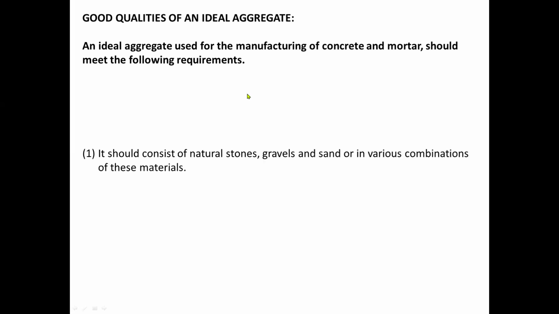Now we have the good qualities of an ideal aggregate. So, paano ba natin masasabing ideal aggregate ang isang aggregate? Kailangan taglay niya ang magagandang kalidad na maaari nating gamitin sa ating construction projects. An ideal aggregate used for the manufacturing of concrete and mortar should meet the following requirements. At naririto ngayon ang ating mga requirements para matawag natin ang isang aggregate ay kalidad at maaasahan.